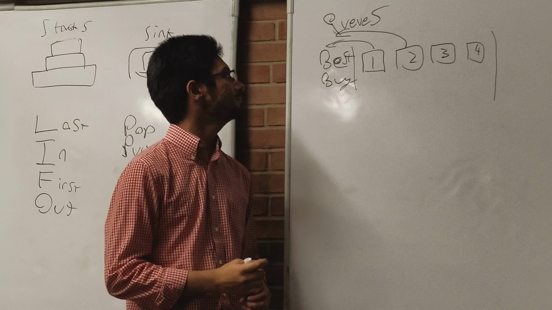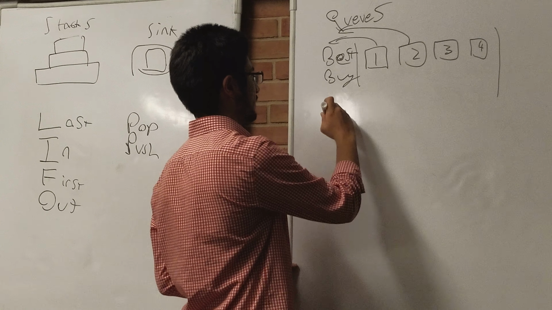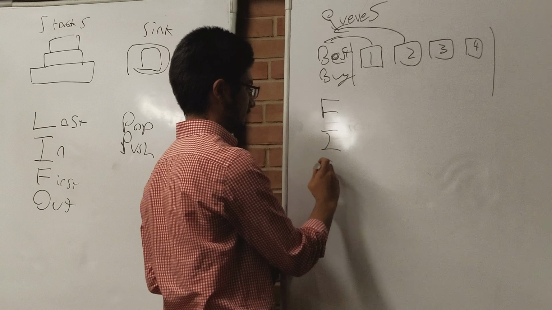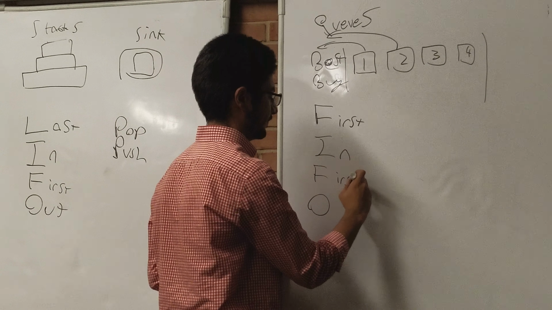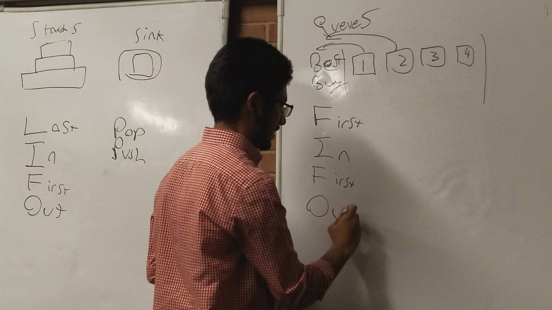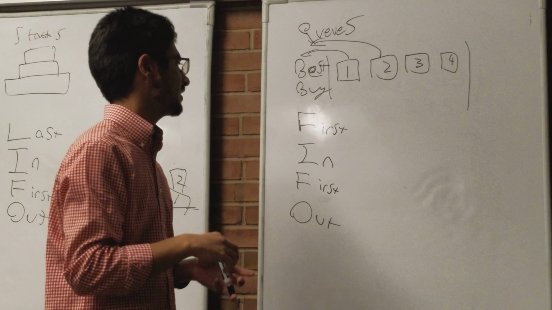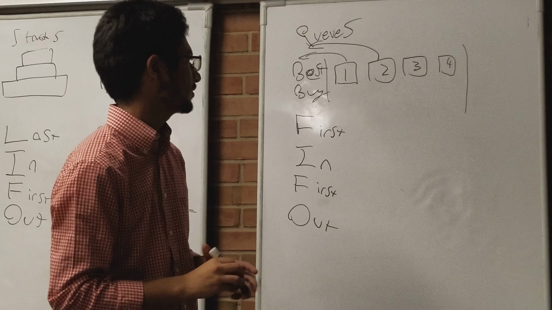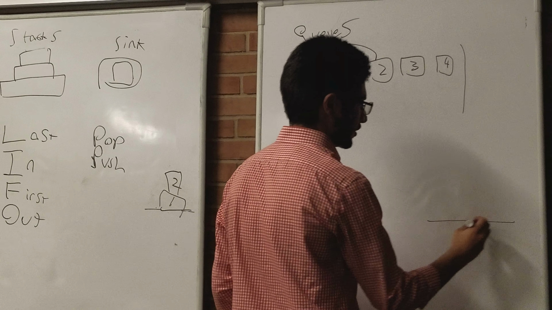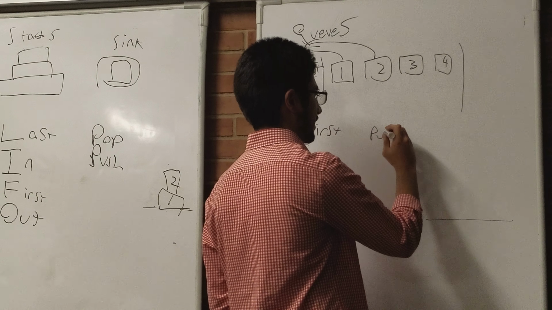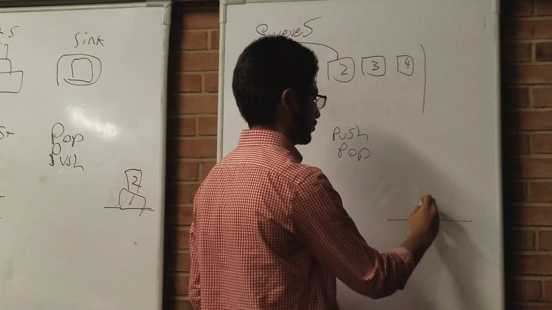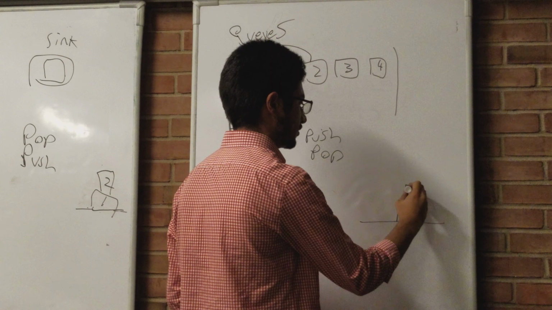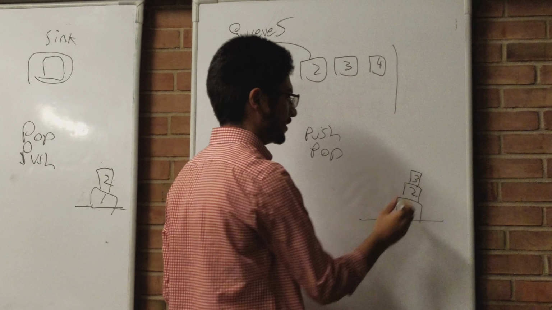So for a queue, it would be FIFO, meaning first in, first out. So the first element added to the queue will be the first element out. The last element added to the queue will be the last element out. So let's draw our queue in memory here. Again, we have the operations push and pop.